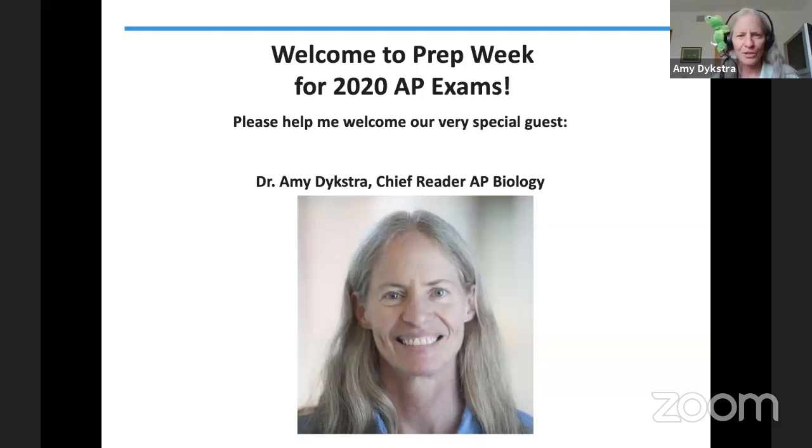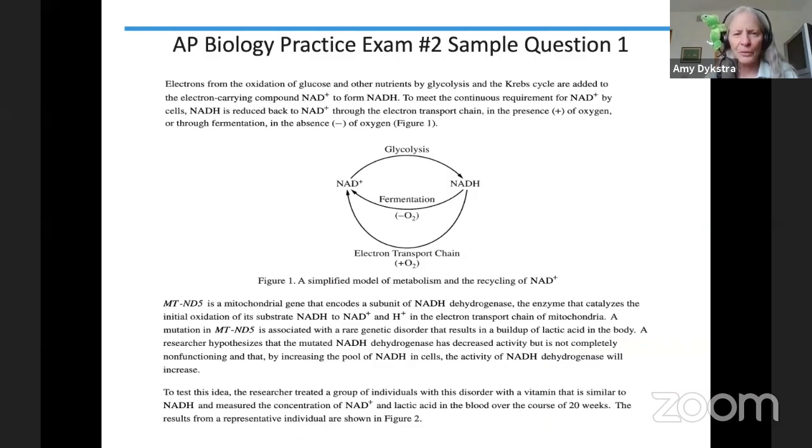So let's move to the question. We're just going to read through it again to refamiliarize ourselves with it. This is, again, the long question. Electrons from the oxidation of glucose and other nutrients by glycolysis and the Krebs cycle are added to the electron-carrying compound NAD+ to form NADH. To meet the continuous requirement for NAD+ by cells, NADH is reduced back to NAD+ through the electron transport chain in the presence of oxygen, or through fermentation in the absence of oxygen, as shown in Figure 1.